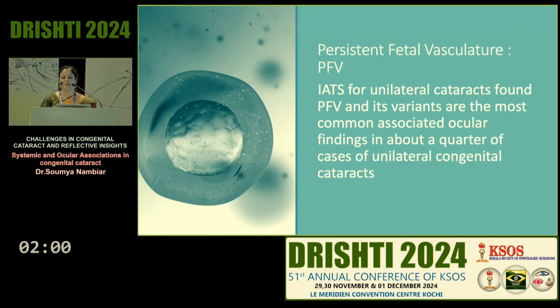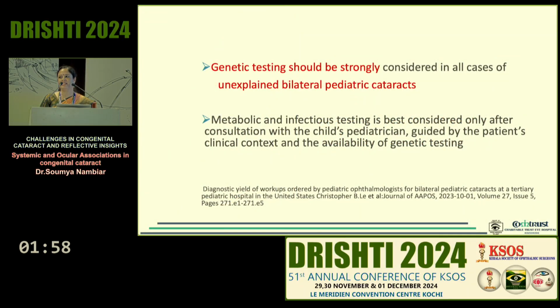Genetic testing should always be contemplated whenever you find a bilateral pediatric cataract, because you may not get a cause for all of these cases. So sometimes genetic testing has to be done, and do not forget to do metabolic and infectious testing as well.